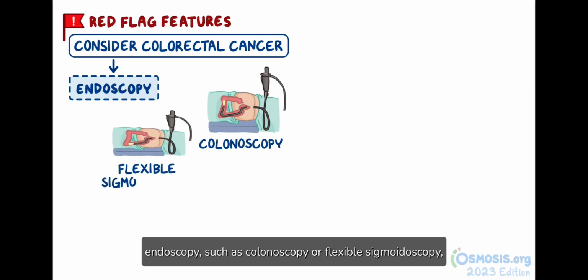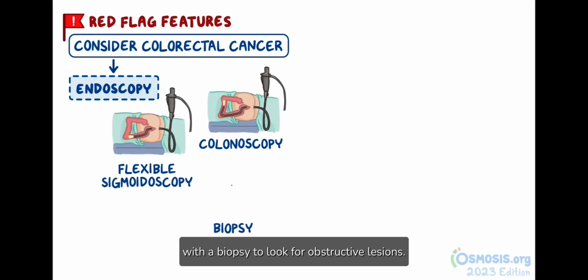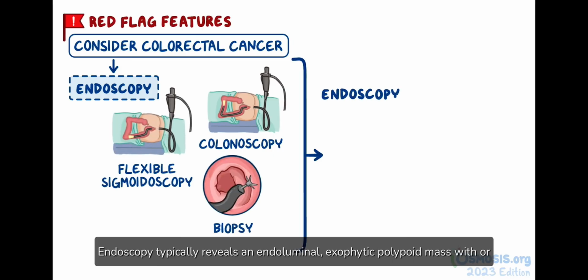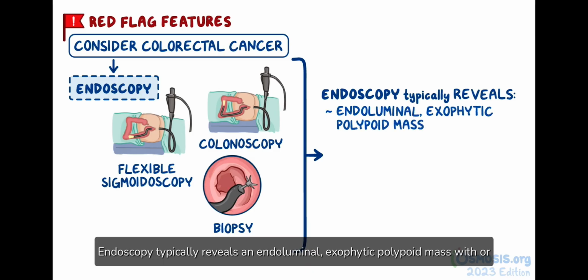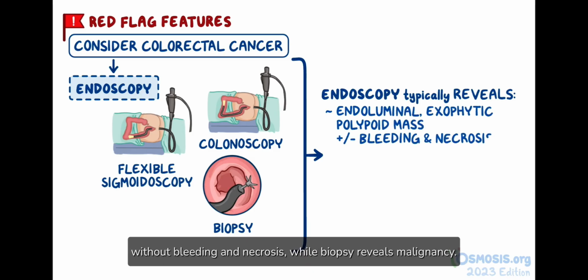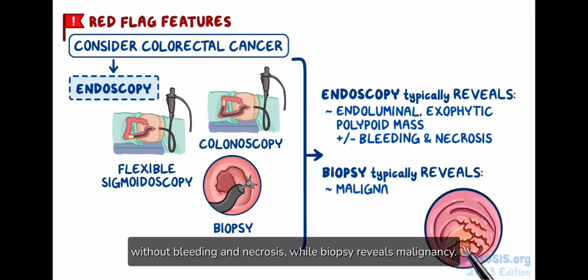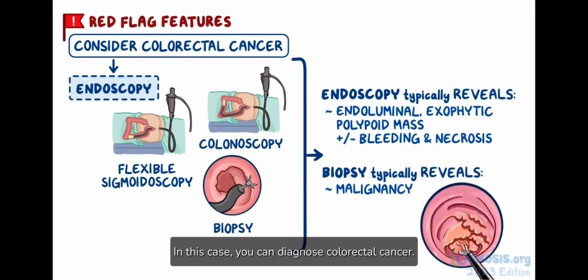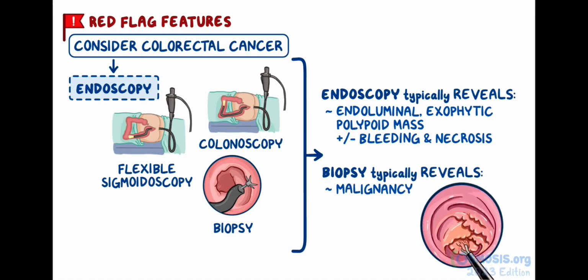If any of these red flag features are present, you should consider colorectal cancer and proceed with an endoscopy, such as a colonoscopy or flexible sigmoidoscopy, with a biopsy to look for obstructive lesions. Endoscopy typically reveals an endoluminal, exophytic polypoid mass, with or without bleeding and necrosis, while biopsy reveals malignancy. In this case, you can diagnose colorectal cancer.